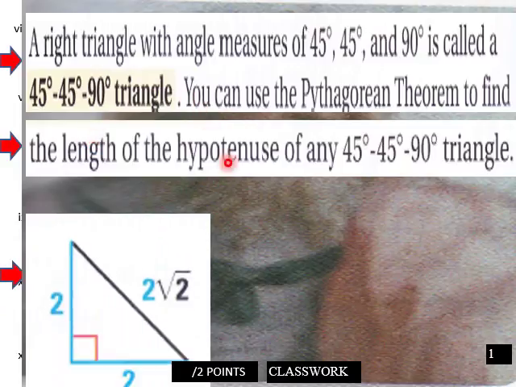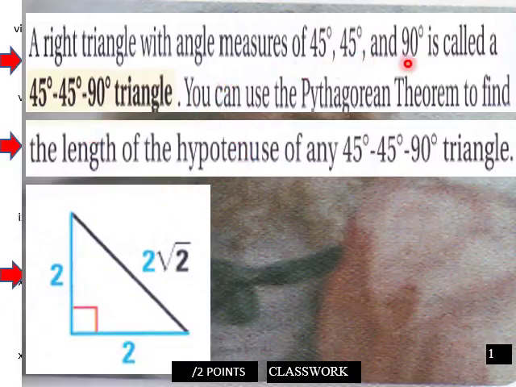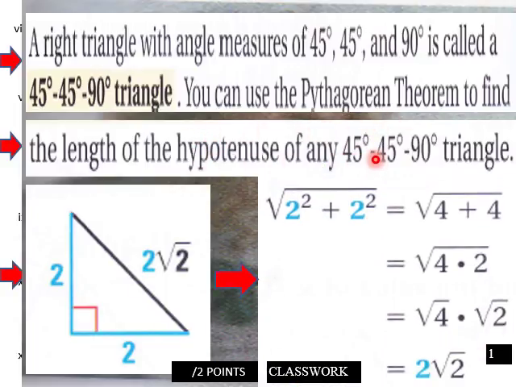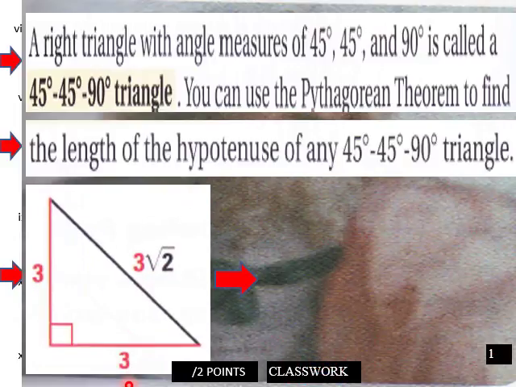A right triangle with measures of 45, 45, 90 is called a 45-45-90 triangle. We've got 90 here, 45, 45. You can use the Pythagorean theorem to find the length of the hypotenuse of any 45-45-90. Here is the situation, 2 and 2, so we come up with our hypotenuse being 2 times square root of 2. This is classwork sheet 1.